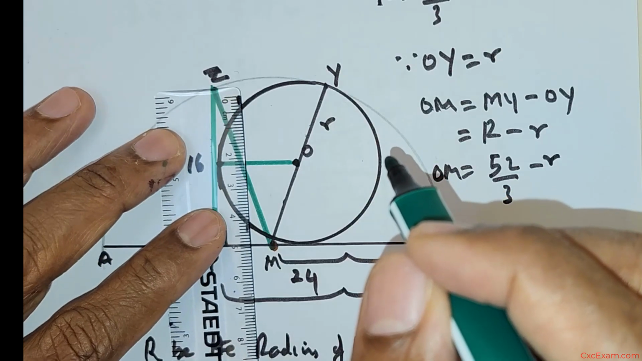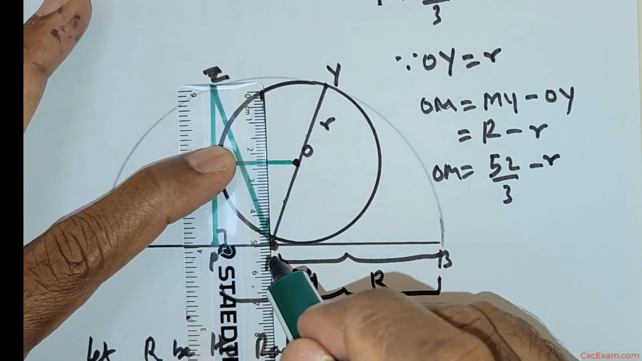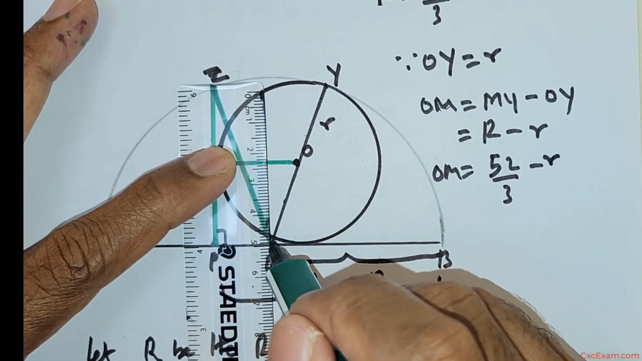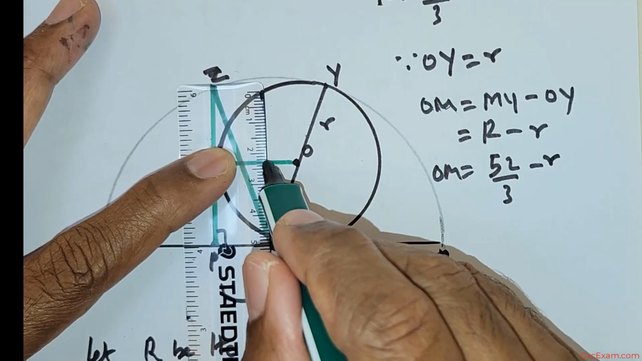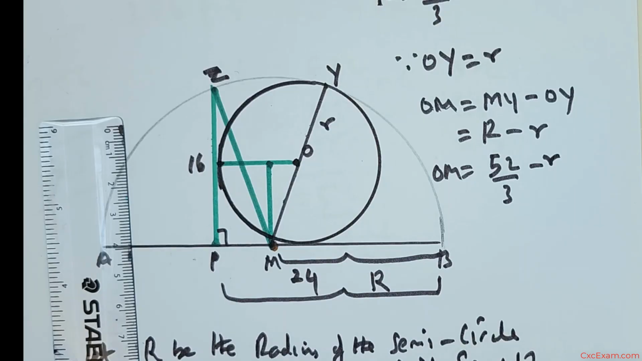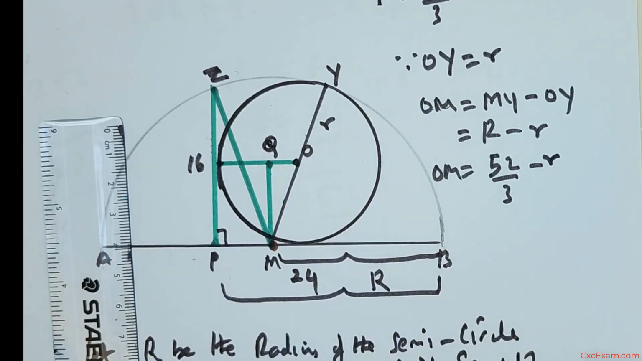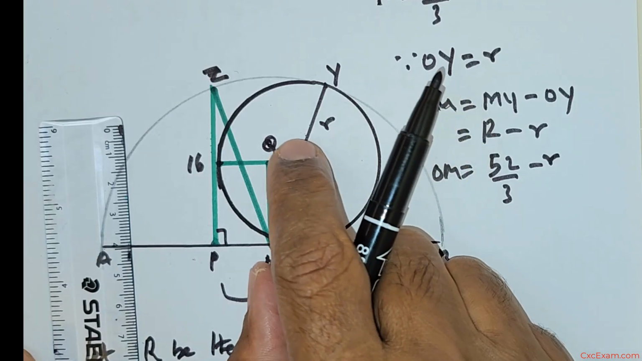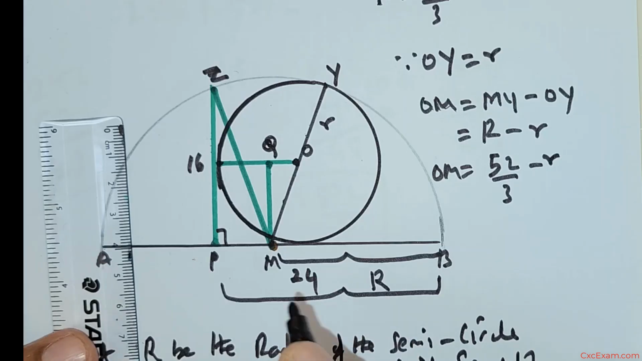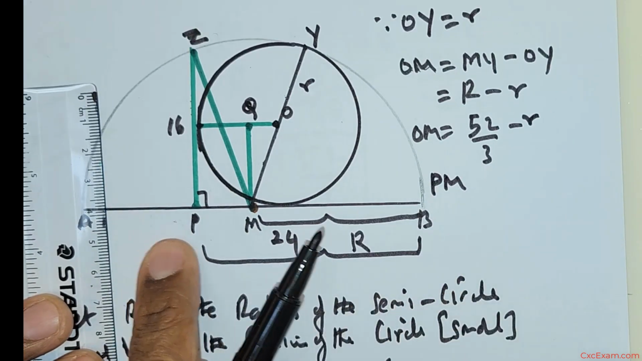Okay. Now having got that, what I would like to do next is to drop a perpendicular from this point to M. So let me do that. If I were to do that, I would get a right angle triangle like that. So let me take this point as some Q. So clearly OQ, now we will have to get the value of OQ. Before we could get the value of OQ, let me calculate the value of PM.